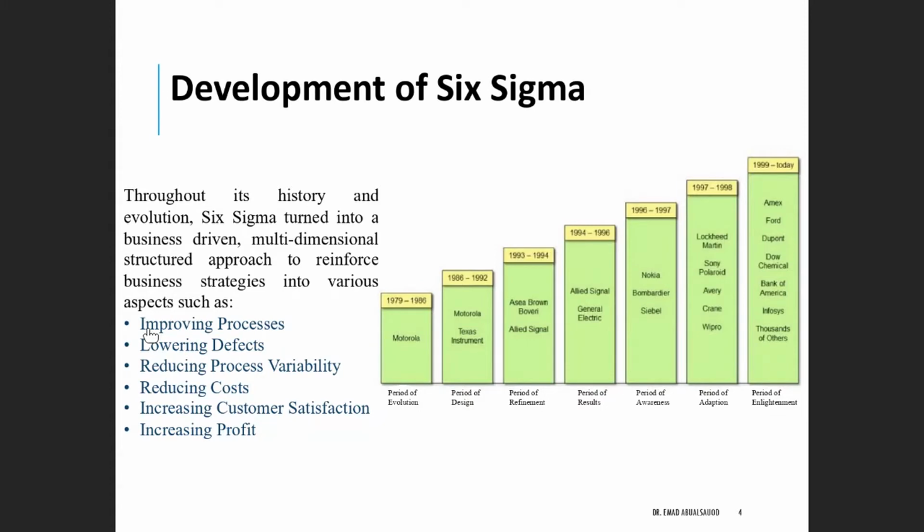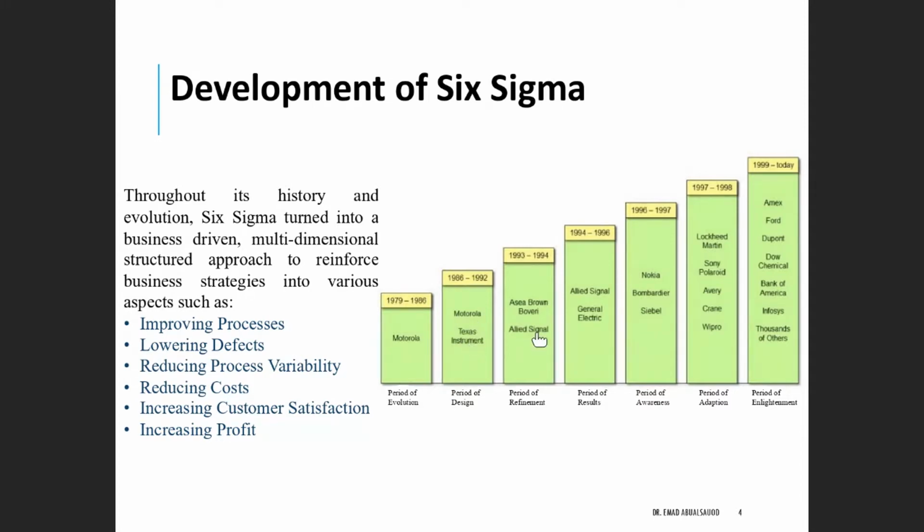So the variability, المتغير, is a measure of performance that you define, and after that, if you exceed this performance measure, whether for the process or for the product, then this is process variability. Reducing cost is clear, and increasing customer satisfaction, رضا العميل. Increasing profit, of course, increasing profits in the end must be one of the goals of your business strategy. So many companies, as you can see, adopted the Six Sigma over time.